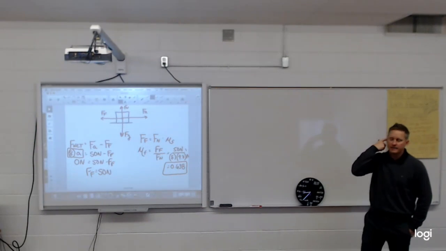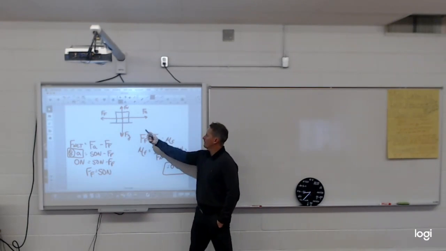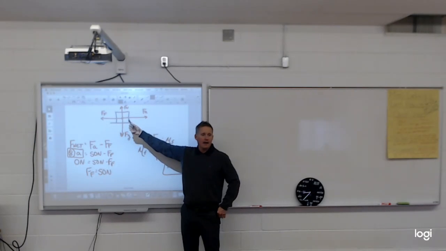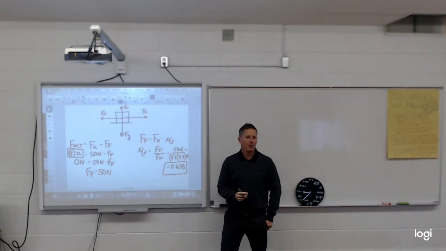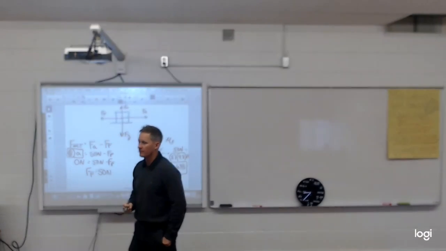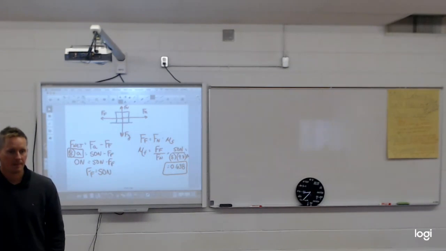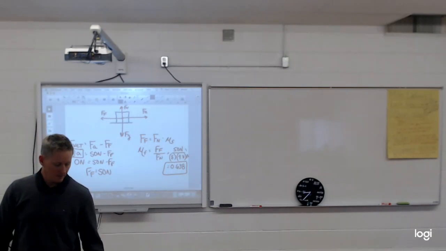So what did that tell us? That says that the coefficient of friction between aluminum and wood, when they rub together, is 0.638. That's the final answer for that question. No units.